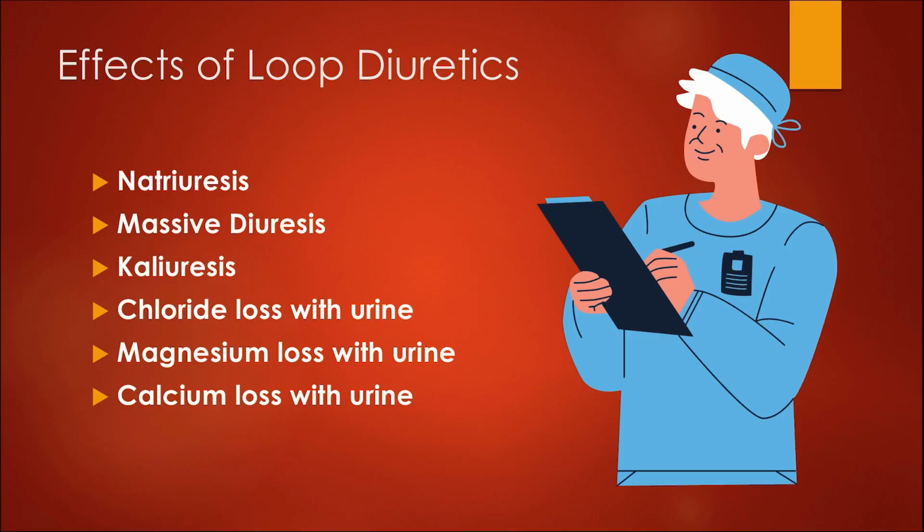So finally the effect of loop diuretic is it causes natriuresis, it causes massive diuresis, then kaliuresis. They are potassium wasters as well, just like carbonic anhydrase inhibitors. They cause chloride loss with urine, magnesium loss with urine, and calcium loss with urine.